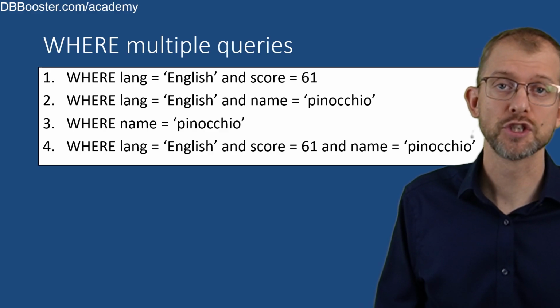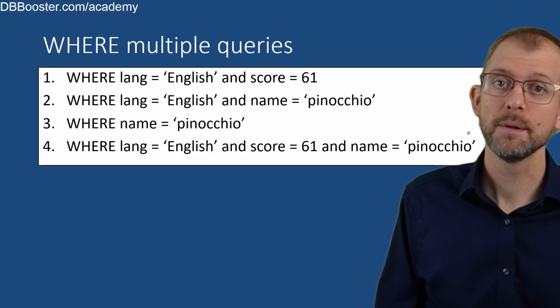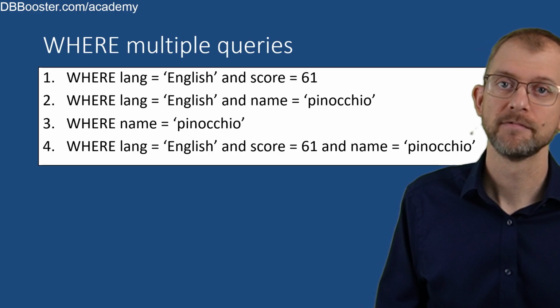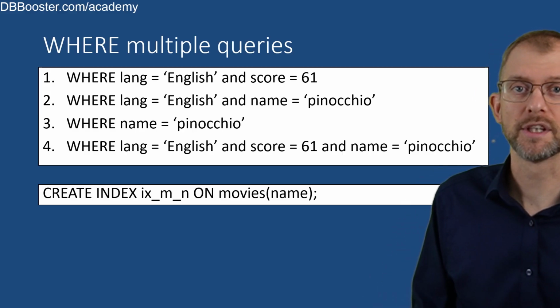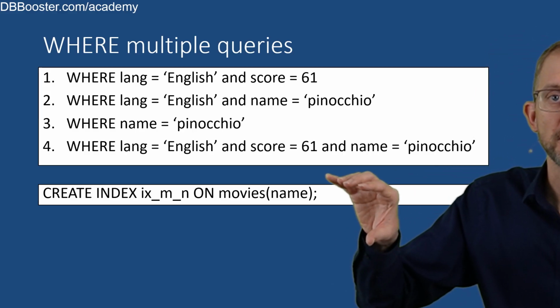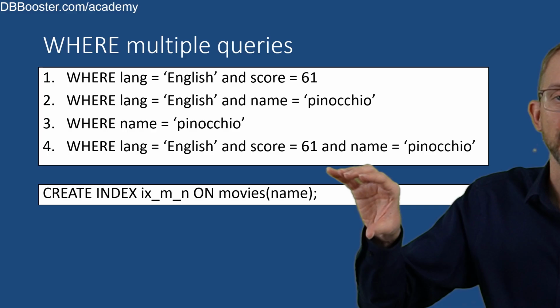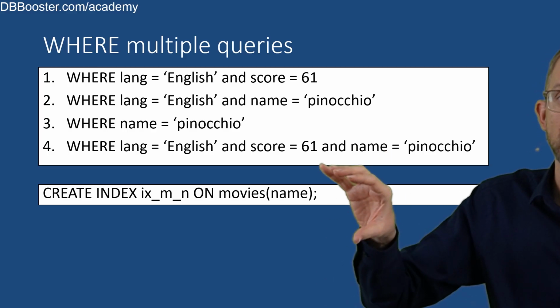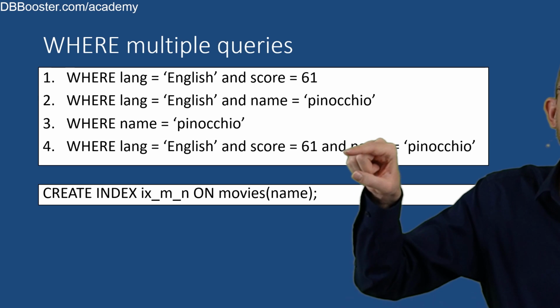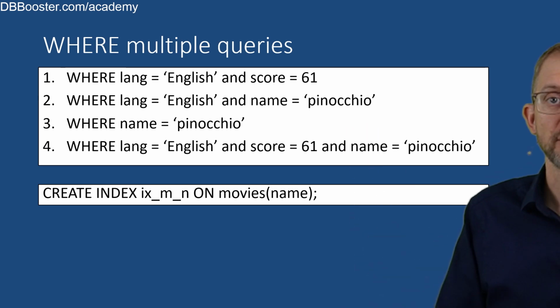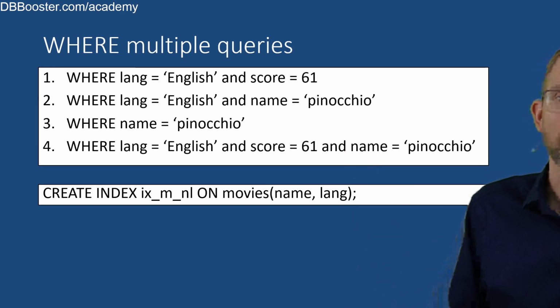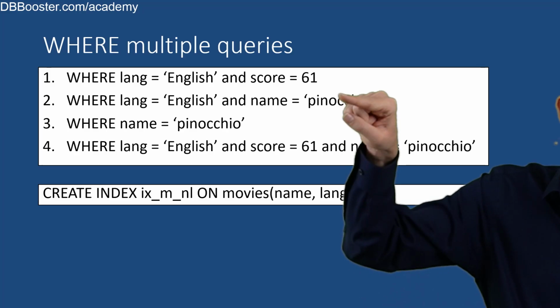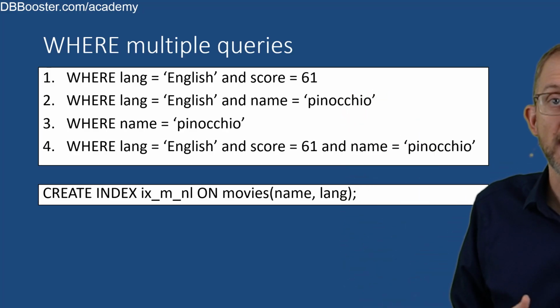Let's start with the shortest, name equals Pinocchio. Because it is a single equality condition, name must be the leading column to get an index range scan. So we need an index that starts with the name. If I then add language as the second column, I also satisfied the second where clause without a gap. Language equals English and name equals Pinocchio.